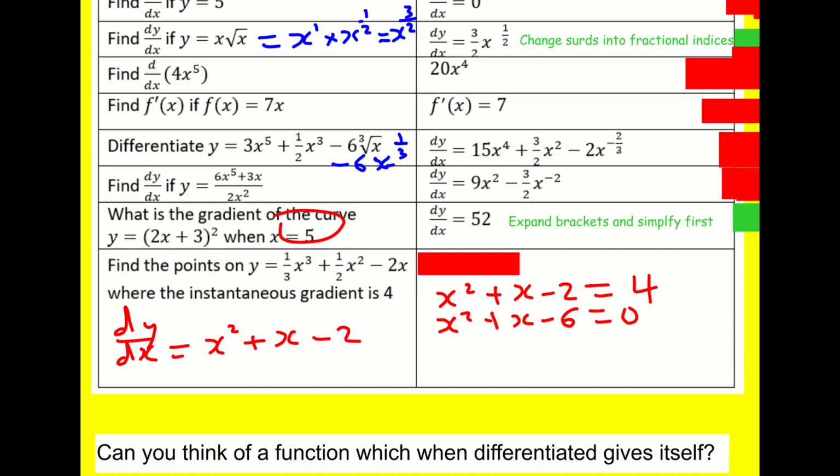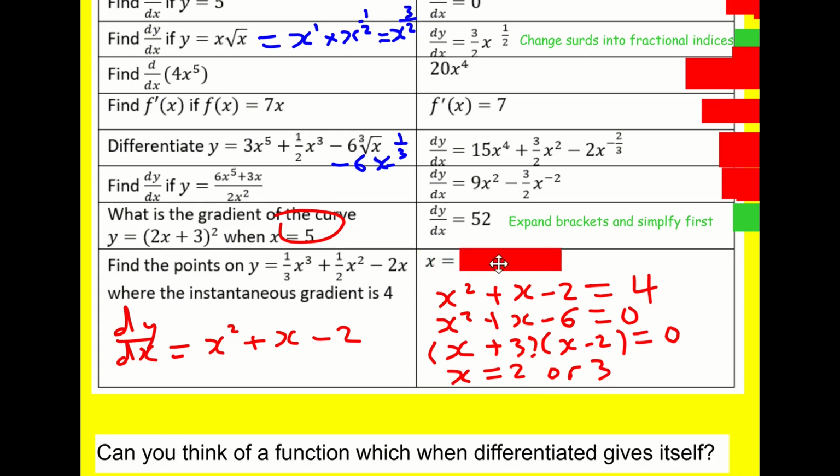We've got 3 methods for solving. Expect it to factorize for this sort of question, or at least try to factorize it first. We're going to get (x plus 3)(x minus 2) equals 0. So x equals 2 or minus 3. It does say the points, so I think we should technically... oh wait, I made a mistake there, sorry.